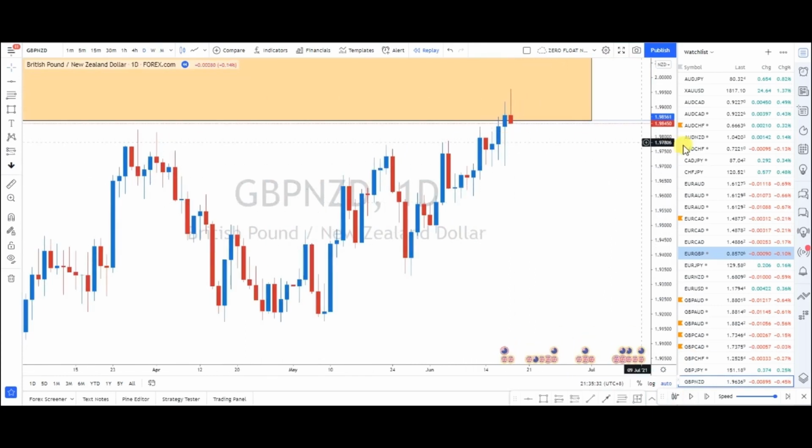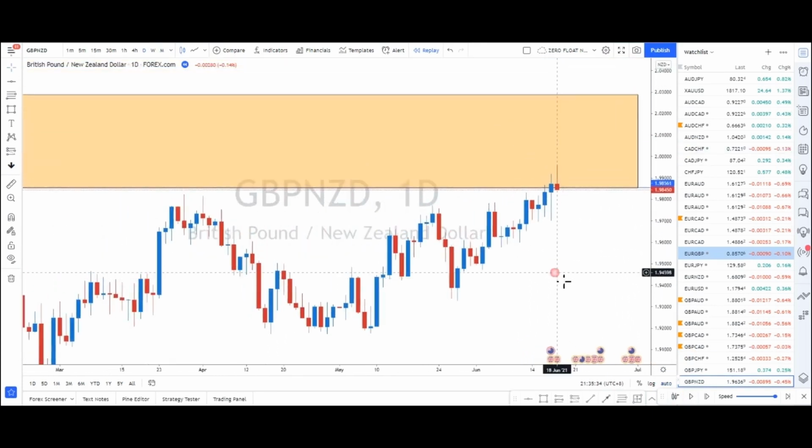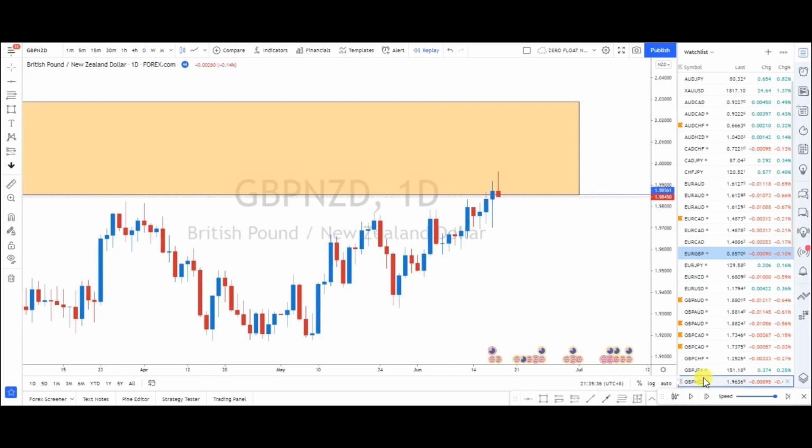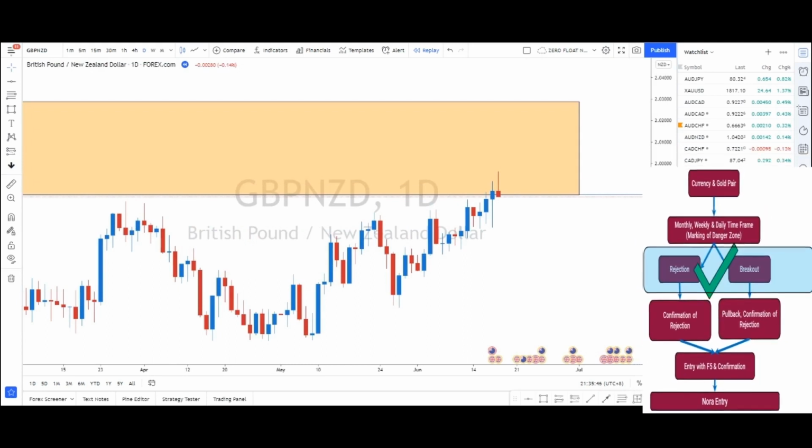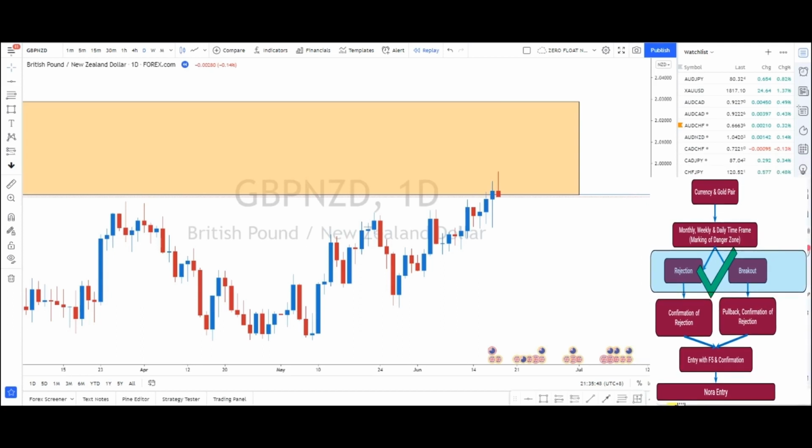Okay, price has already entered the zone. What we should do now is wait for price to do a confirmation of rejection or it breaks out. If it breaks out, then we wait for a pullback and then wait for confirmation of rejection, and only then do we enter.